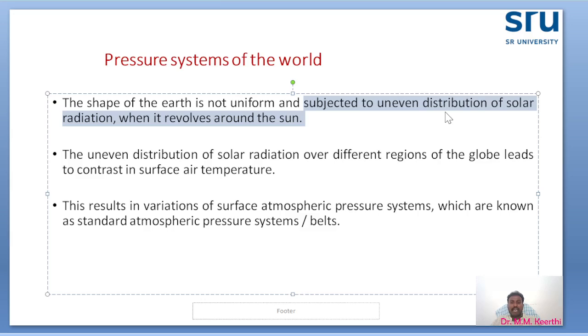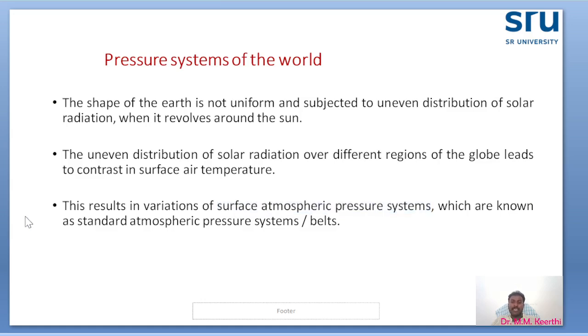As the earth revolves around the sun, there is uneven distribution of solar radiation over the different regions. This leads to contrast in the surface air temperature. This results in variation of the surface atmospheric pressure, which is known as the standard atmospheric pressure system, or standard atmospheric pressure belts.